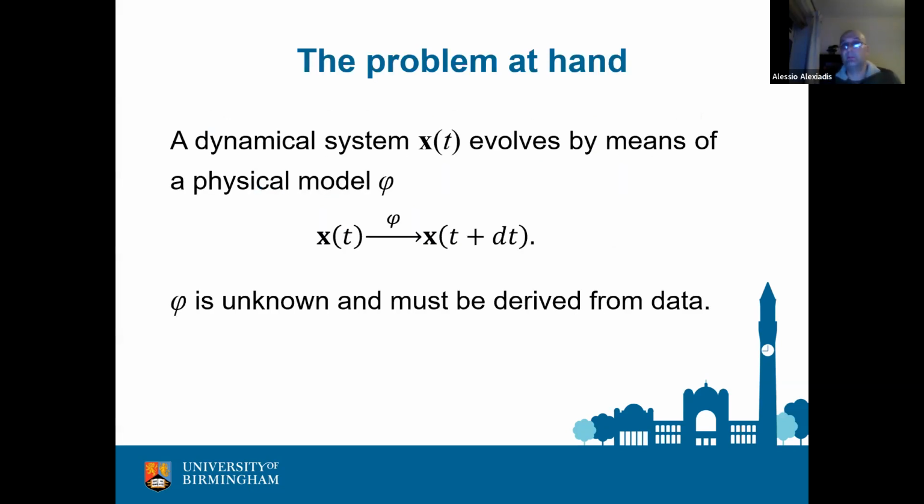So let's start with a problem. We have a system. Let's call the system X, and the state of this system at time t is given by x of t, and the state of the system at a different time step, t plus delta t, is given by x of t plus delta t. There is a model that allows us to go from x of t to x of t plus delta t, but we don't know the model, and we need to derive the model from the data.